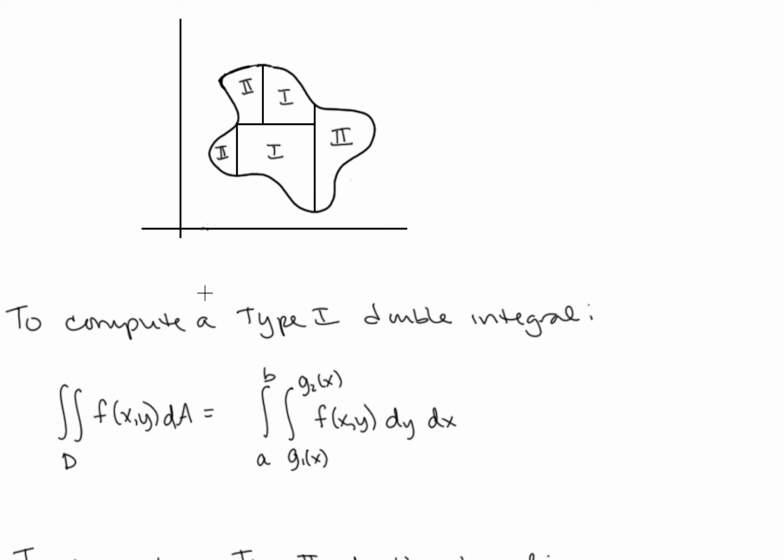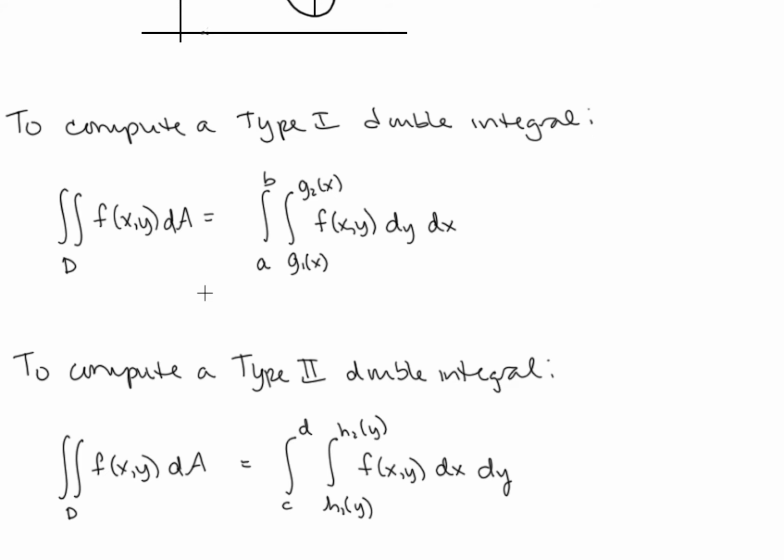Now for our type 1 integrals, remember here we're saying y is varying from g1 of x to g2 of x, so we're going to first integrate on y, then integrate on x, and x is going from a to b. For integrals over a type 2 region, we're describing x as varying from h1 of y to h2 of y, so we're going to integrate first on x, then integrate on y going from c to d.